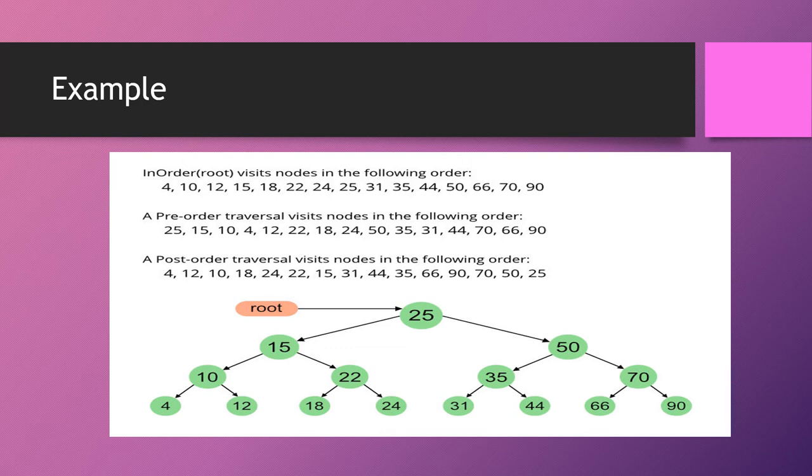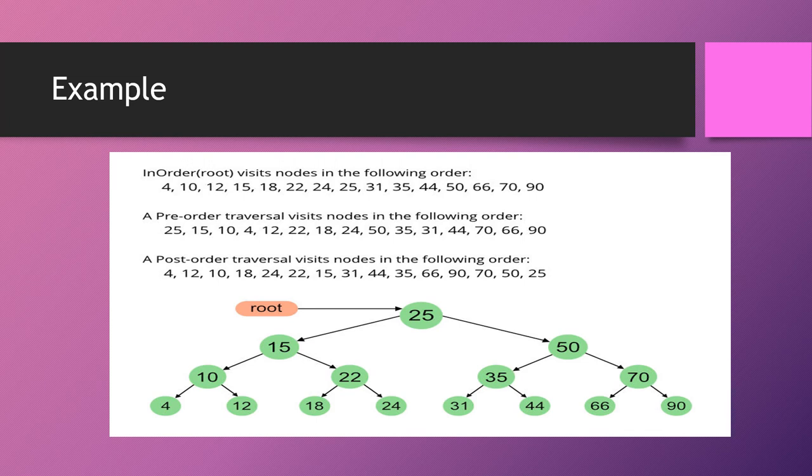After that, it visits 15 and 25, but these are completed, so it goes to 50. This is the root node. After that, the left node is 35. Again, the left node of 35 is 31. Next is the right node, that is 44.